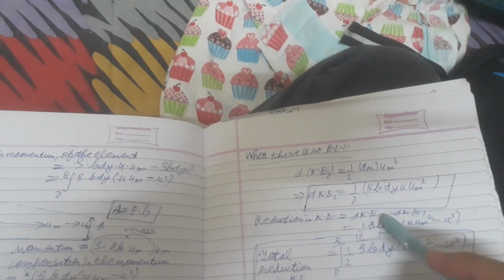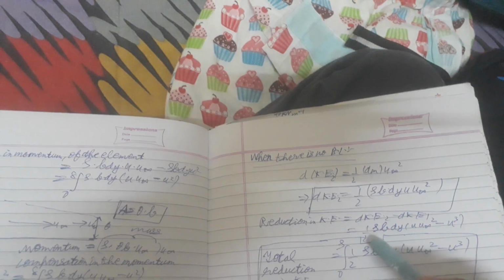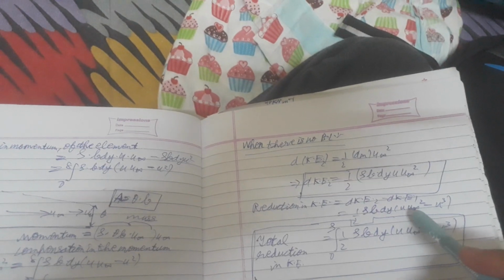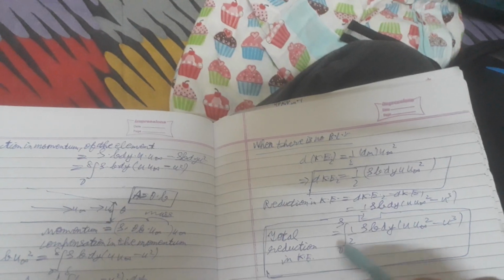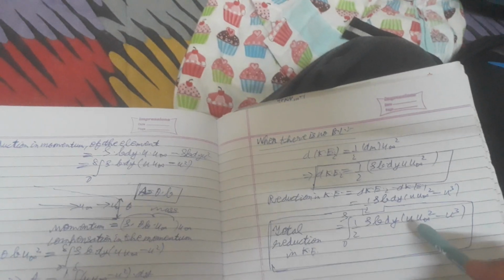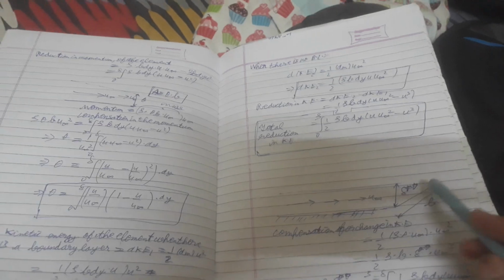Reduction in kinetic energy is equal to dke2 minus dke1, which is equal to half rho into b dy into (u infinity square minus u cube). Total reduction in kinetic energy is equal to integration from 0 to delta half rho into b dy into (u infinity square minus u cube). Then these are the arrows. This is u infinity, then delta double star, then b.